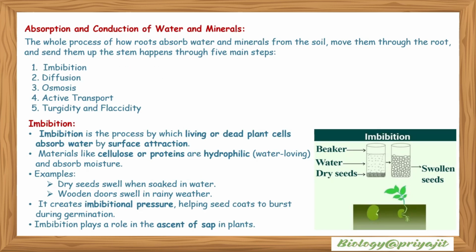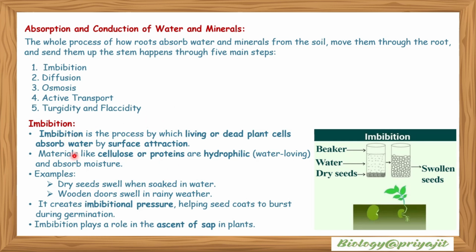Absorption and conduction of water and minerals. The whole process of how roots absorb water and minerals from the soil, move them through the root and send them up the stems happens through 5 main steps: imbibition, diffusion, osmosis, active transport, and turgidity and flaccidity.